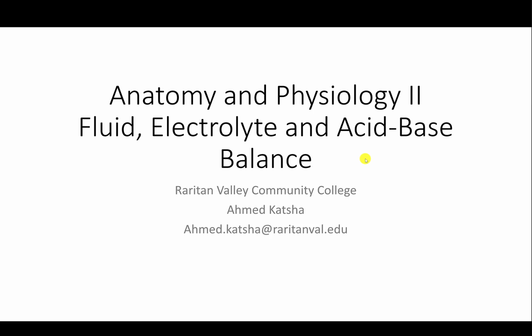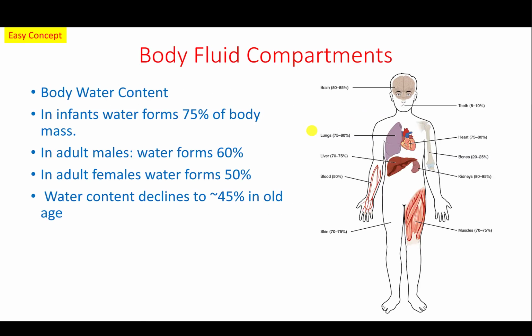In this chapter, we'll talk about the fluid and the electrolytes, and we'll talk also about how our body maintains its pH. The first thing we need to understand is how much water is in our body. The water content in our body will change as we change in age, or as we get old. So in infants, for example, it's around 75% of the body mass.